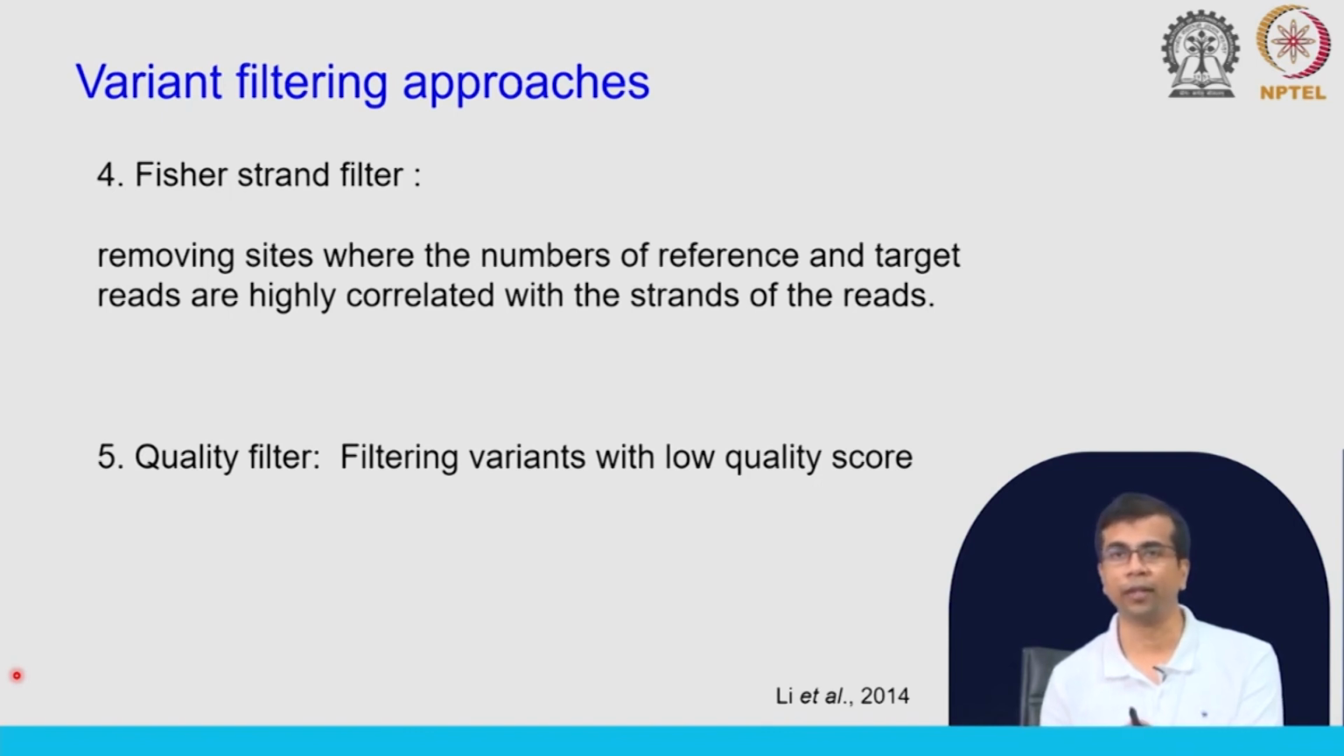If the base that is being called, especially in the case of SNP or SNV, the variant base that has been called by the sequencer, is of low quality score, then there is a high chance that this is a sequencing error. So again, we want to be really sure that this is a true positive call, and for that reason we will filter out variants that show low quality score.